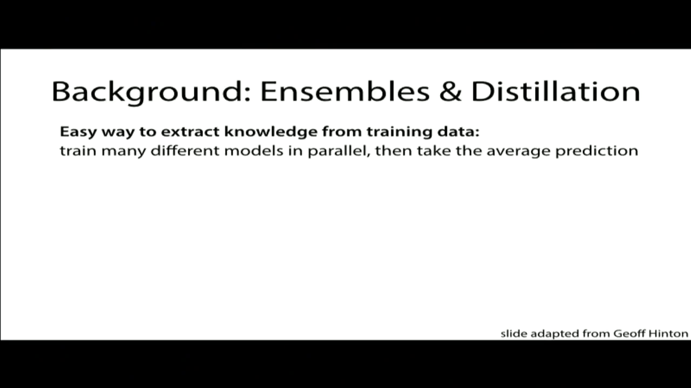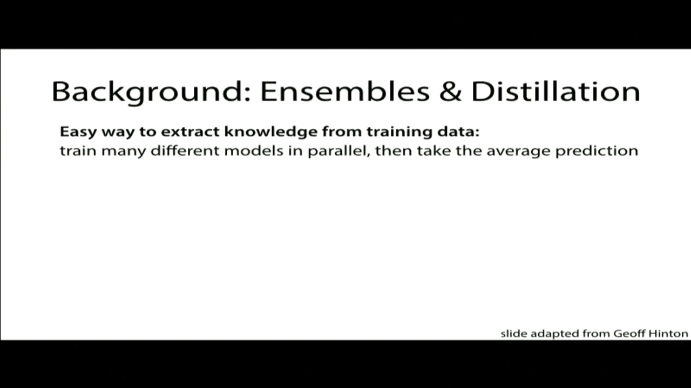OK. So before I go about actually talking about how we will transfer across Atari games, I'm going to go over some background that these methods use, and particularly some background on machine learning model ensembles and model distillation. When you're given a data set in machine learning, an easy way to extract knowledge from that training data is to train many different models on the same data set. And then once you train these many different models, you can take the average prediction across those models.